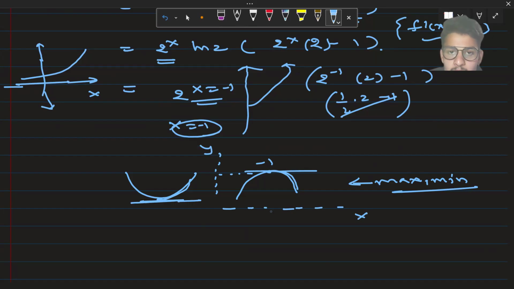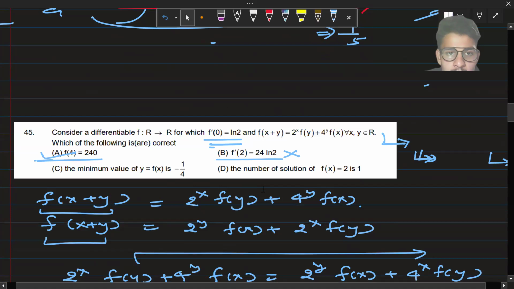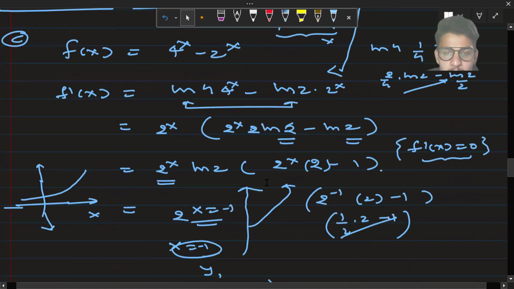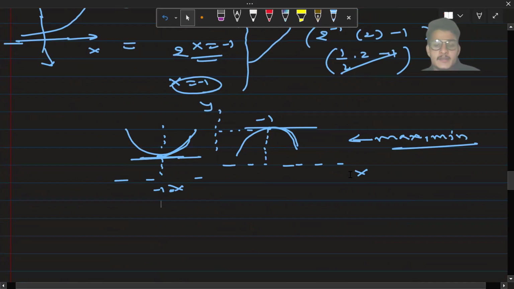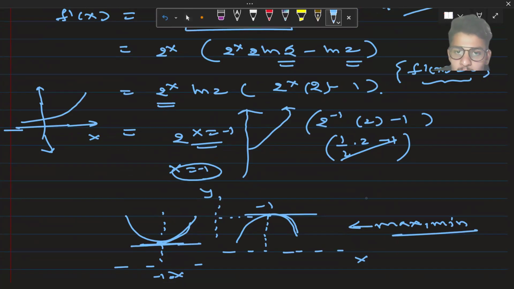So minus 1 is the point where it is having either a minima or maxima. So how can we check whether it's a minima or maxima? Simply, if the values greater than minus 1 have a negative slope, then it is the maxima. If it is having the positive slope, then it is the minima. Okay.